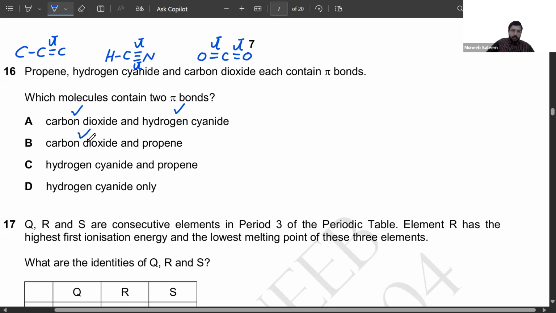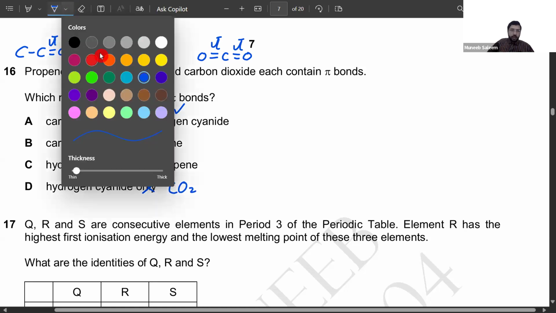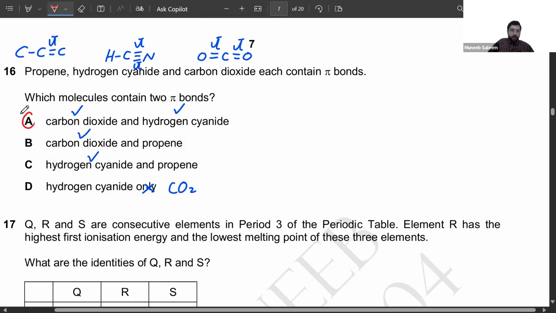B has only carbon dioxide as 2 pi bonds. C has only HCN with 2 pi bonds. D shows only one carbon, that is incorrect. It should also indicate CO2. So that's why A is the correct answer.